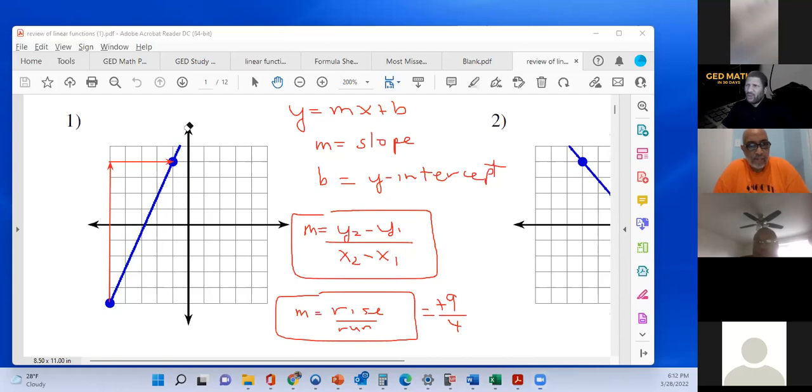Y2 minus y1. What does that mean? Somebody explain it to me. The ordered pair of your points. Right, so the x and y of your points. So if I look at this first point, what is my x and my y? What is my x? Your x will be -5. You're right, -5. And what is my y? Negative 5. Okay. So now, because this is my first point, this is my x1.